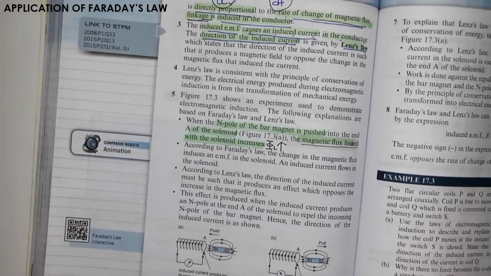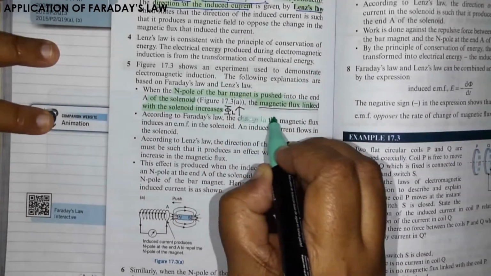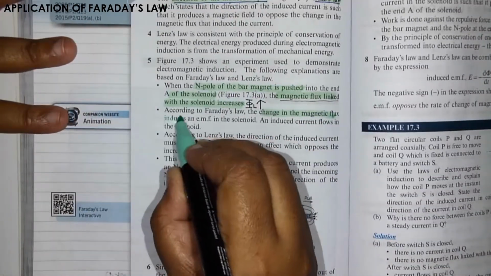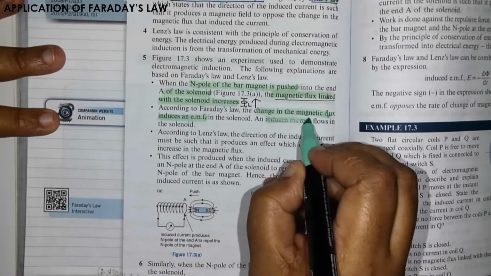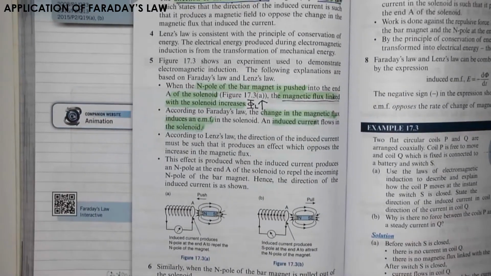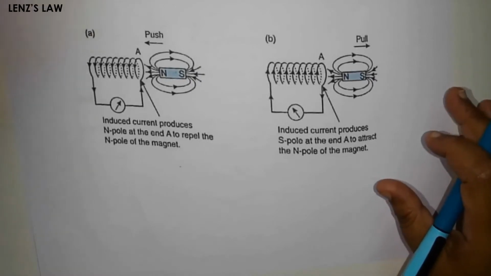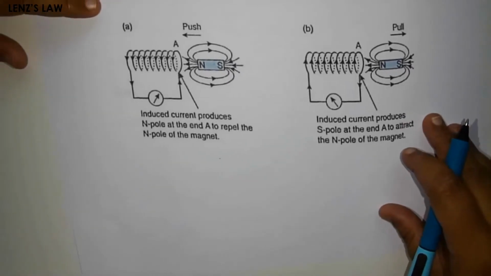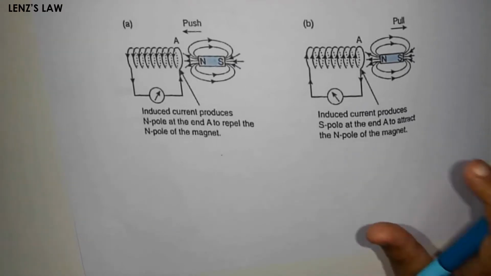So then what happened? According to Faraday's law, the change in the magnetic flux induces an EMF, and an induced current flows in the solenoid. That is based on Faraday's law. Knowing what Faraday's law and Lenz's law are, let's look at these two examples, where we're going to emphasize understanding Lenz's law.